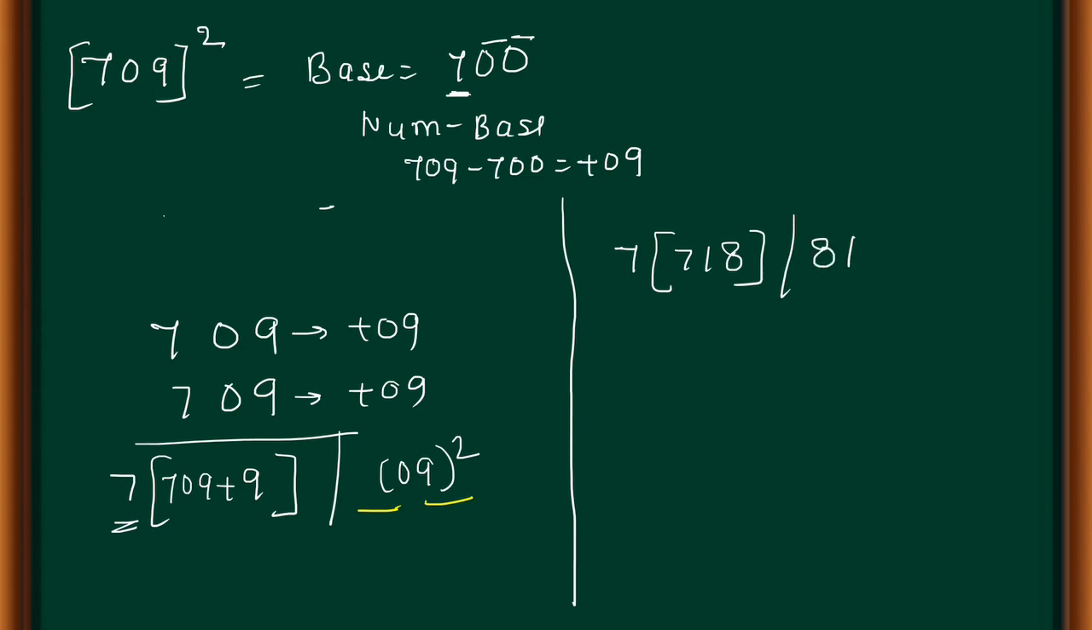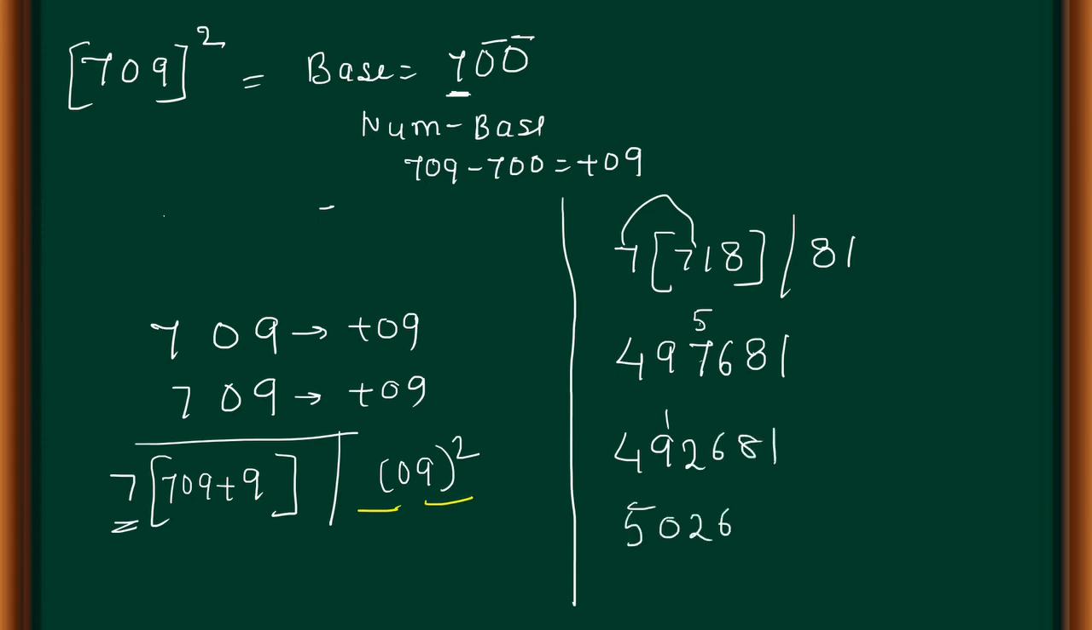Okay, now how do you do it? 7 sevens are 49, 7 ones are 7, and 7 eights are 56, correct? And then you write the 81 as it is. Now 49 is as it is, and this is 12, correct? So 49, 5 plus 7 will become 12, 681. So the answer is equal to 502681.